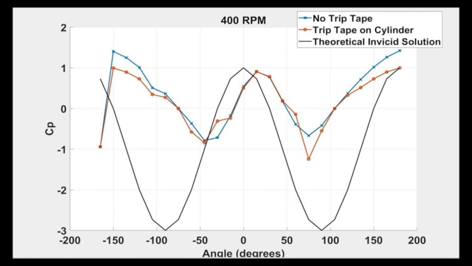Again, the coefficient of pressure around the cylinder follows the general shape of the theoretical solution. As we increase velocity, our pressure begins to decrease. This is due to the increased vorticity of flow that causes earlier boundary layer separation, so not as much pressure is experienced by the cylinder.